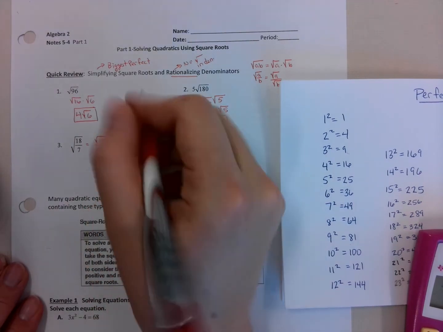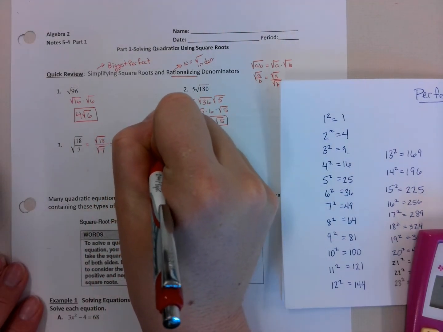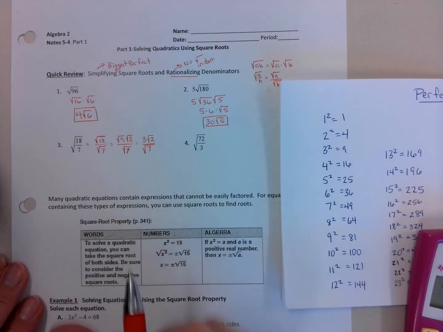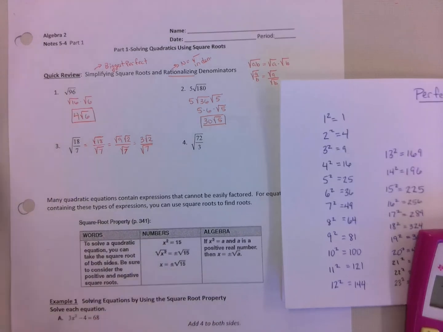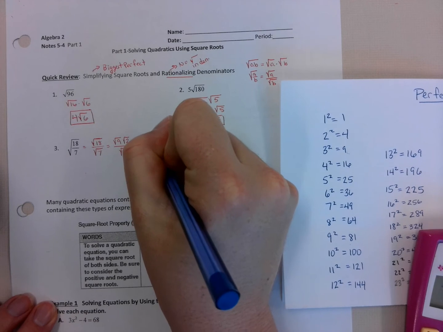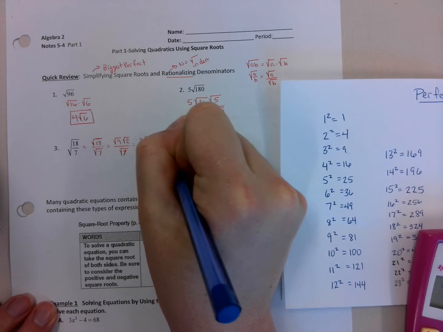And that leaves me with 3 square root of 2 all over 7, all over the square root of 7. So I've broken that down. I've cleaned it up. But now I do need to rationalize it, so let me grab another color here. I'm going to multiply it by the square root of 7.